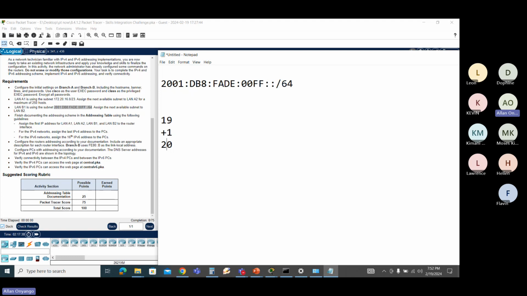Which means, check this. What is the next number after 7? After 7, we get? 8. After 8, you get 9. What do you do to 8 to get 9? You add 1, isn't it? Very good. We are also adding 1 to 9 to get the next number. And what is the next number? 0. It's 0.